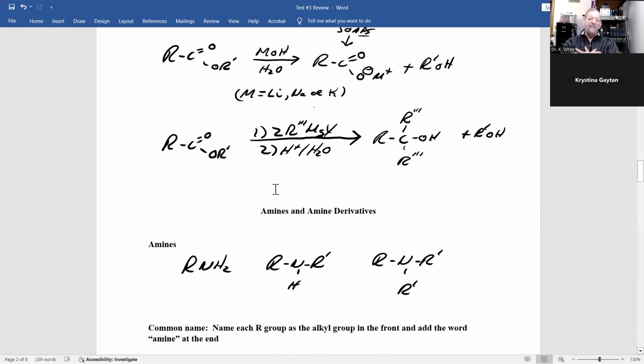Now, one of my favorite reactions, because you use a Grignard, I don't have here and I better write it down.